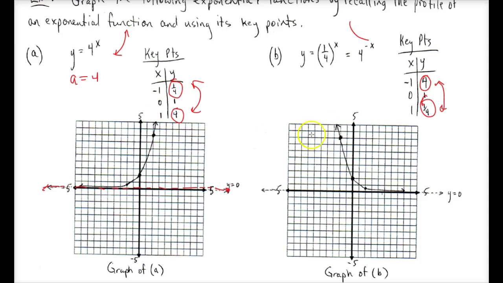And so here, this point here, just to be clear, is the point -1, 4. This is 0, 1. And this one here is 1, 1/4. And over here, this is -1, 1/4, 0, 1, and 1, 1/4. Okay.